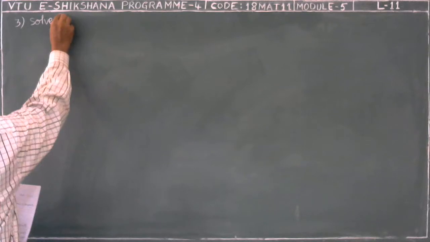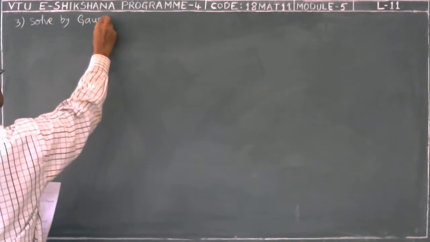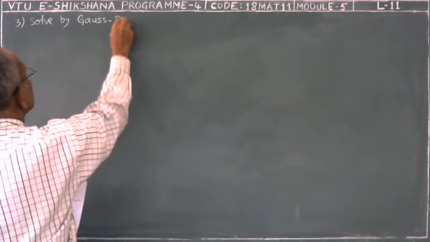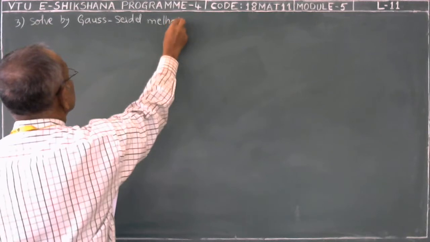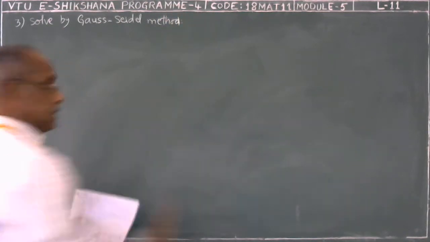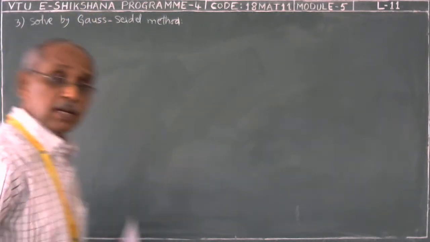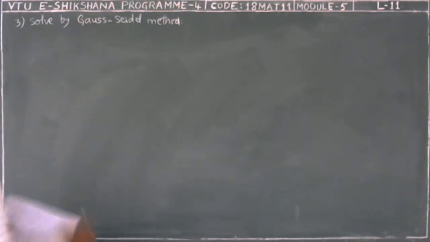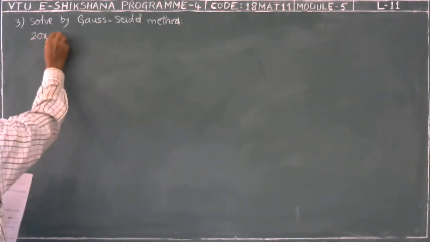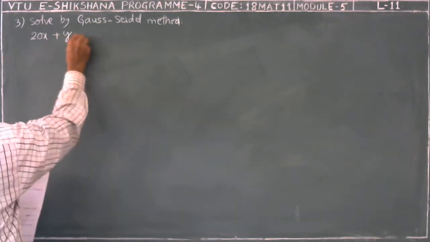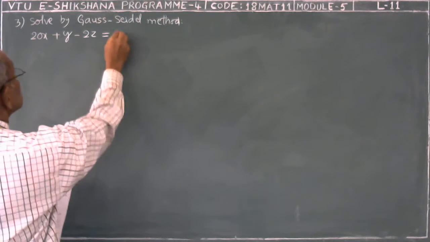Solve by Gauss-Seidel method. The given system of equations, particularly a diagonally dominant system of equations: 20x plus y minus 2z is equal to 17.